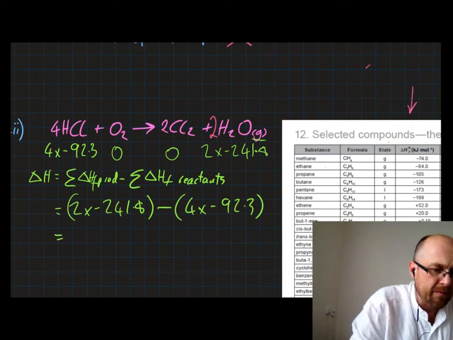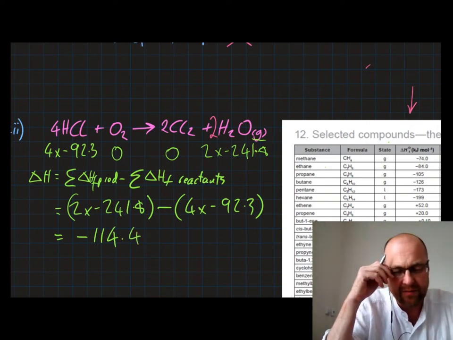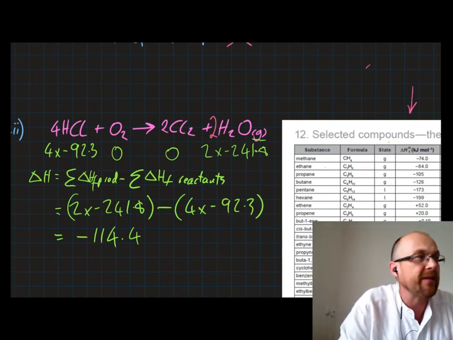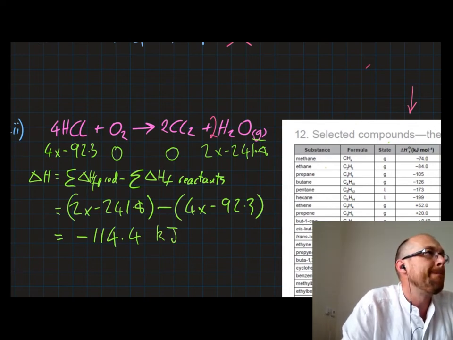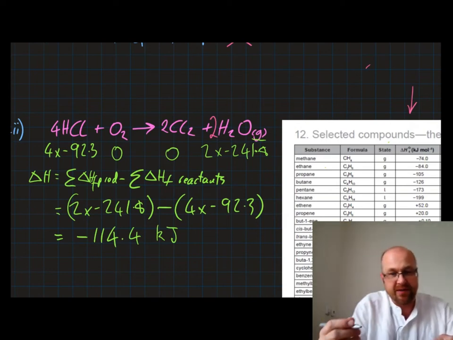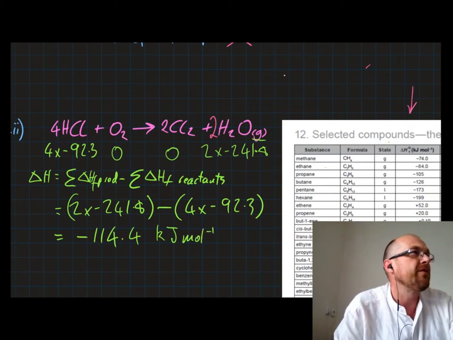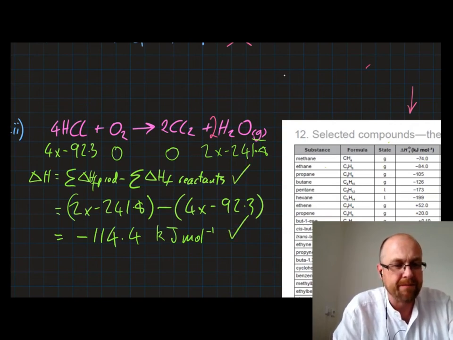So that gives me minus 114.4. I don't think I'm going to be bothered with the sig figs and stuff like that. That's more bother than it's worth in this question. Yeah, that's the answer there, just straight out the calculator. And the units, the IB says is kilojoules. Interesting. That's wrong according to their answer scheme. I think it's kilojoules per mole. Interesting. Alrighty, so 1 point for the calculation and 1 point for that setup there.